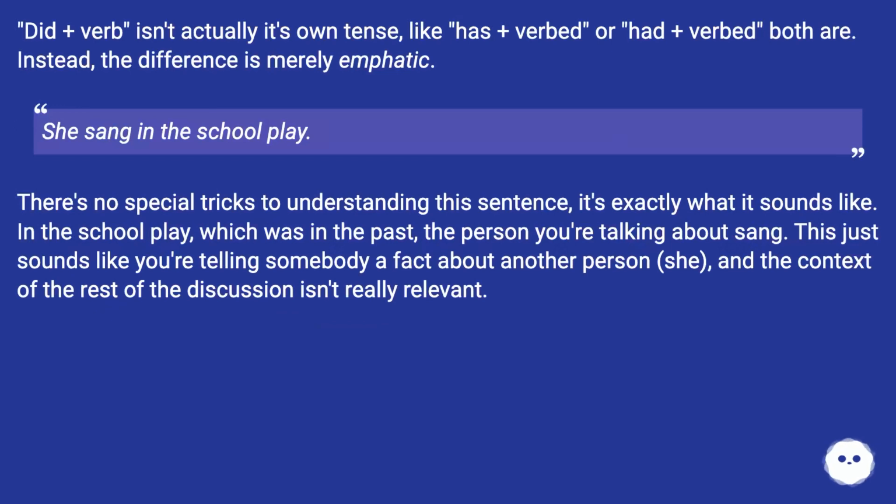Did plus verb isn't actually its own tense, like has plus verb or had plus verb both are. Instead, the difference is merely emphatic.